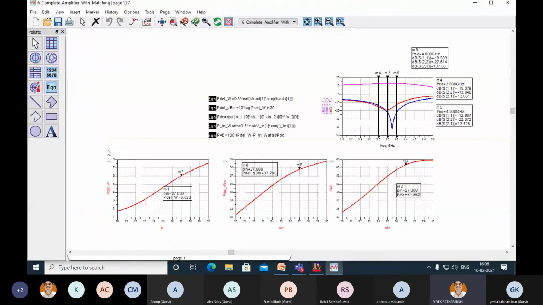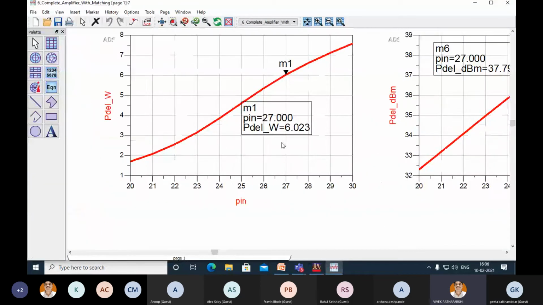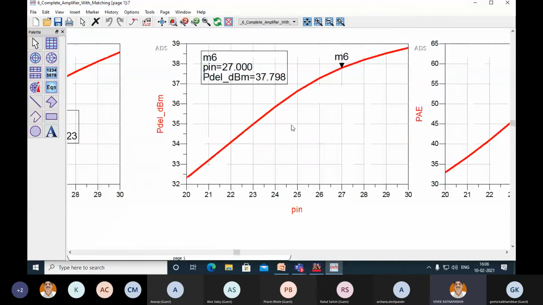can just see the response in schematic. So this is the response in schematic I have got. I got 6 watt of output power at 27 dBm of input power. In dBm, 27 dBm is input, so output is 37.798 dBm. So the large signal gain is straightforward, 10.798. That is what the large signal gain is.